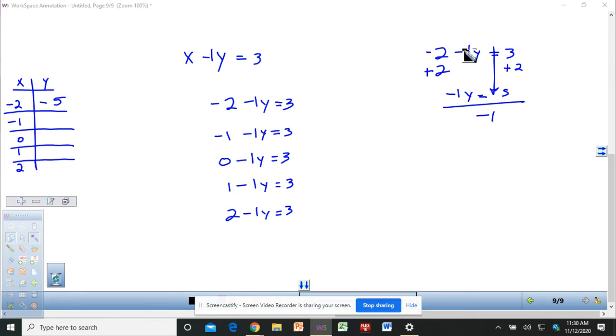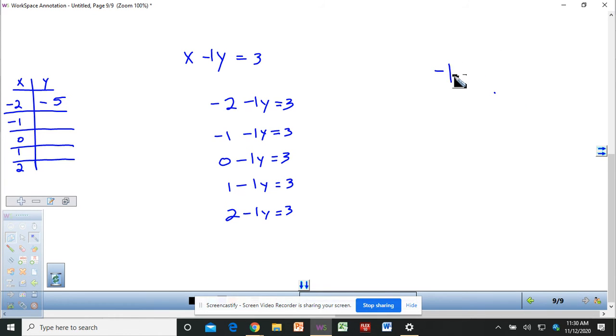And then we do that with the next one. So then we solve the next equation in order. So -1 minus 1y equals 3. So we're going to add this 1 to both sides. -1y equals 4. Divided by -1. y equals -4. And eventually, what you will see if you're doing this right is a pattern. So 0 minus 1y equals 3. So -1y equals 3. Divided by -1. And if you look right here, we have a pattern going now.